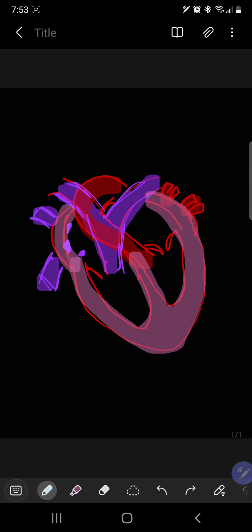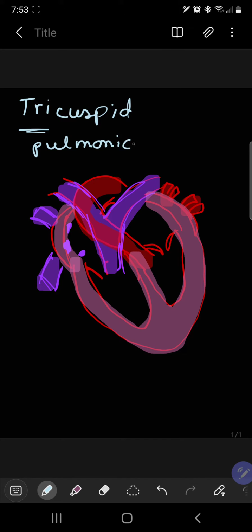So the way to remember the four major valves and their cusps is super easy. Three of these four major valves have 3 leaflets. And it's easy to remember, right? So the tricuspid has literally a tri in it, so it's 3 leaflets. And then the pulmonic also is a tri-leaflet valve, and so is the aortic.